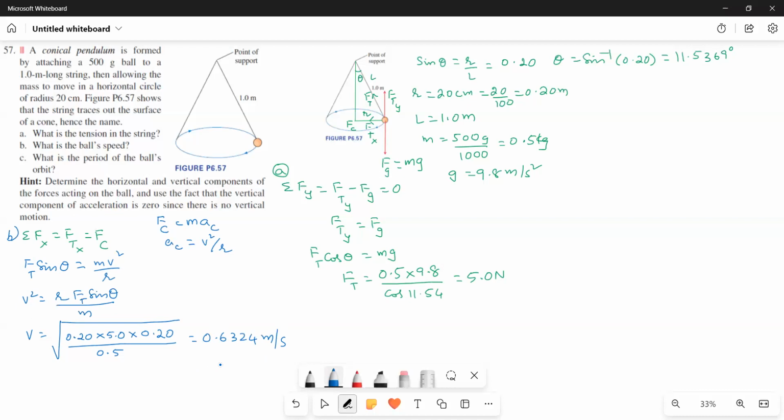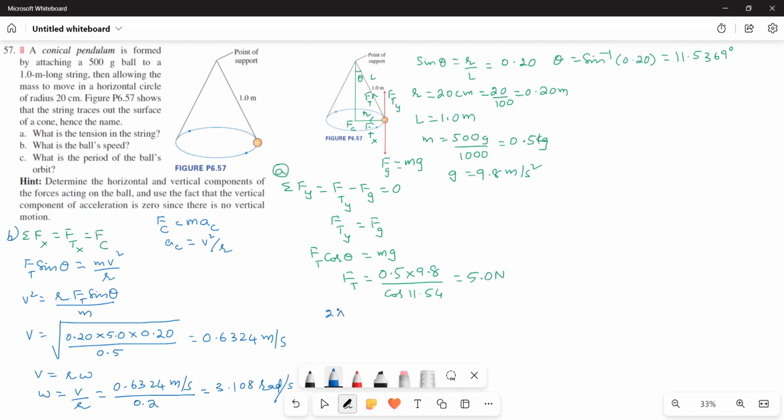But the textbook is asking us to find out in rotations per minute. Okay, so to find the rotations per minute, what we have to do is convert it. So we know V is equal to R omega. Okay, therefore omega is equal to V by R. So here V is equal to 0.6324 meters per second divided by R is 0.2. This gives 3.108 radians per second.